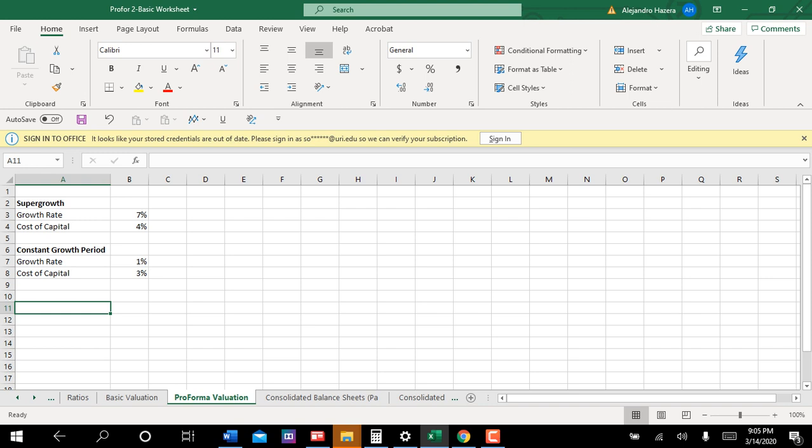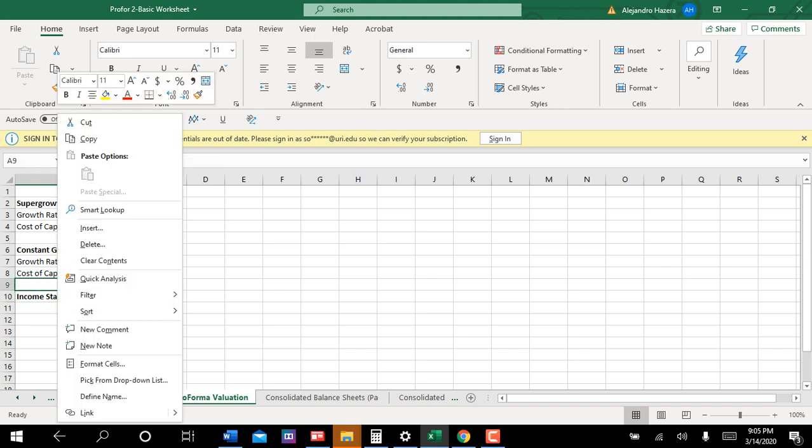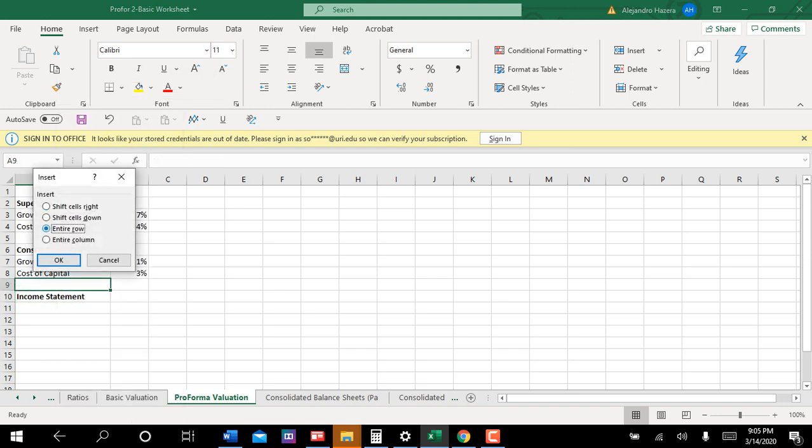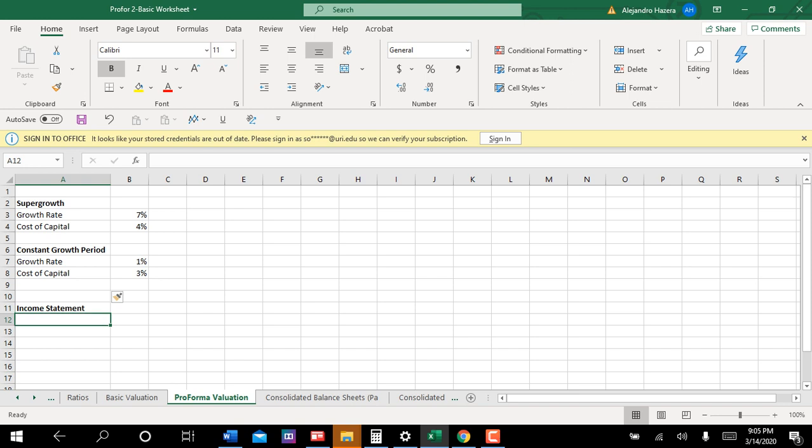Okay, so first of all, I'm just going to pro forma, meaning project out, two of the financial statements and base my valuation on that. The first one is going to be the income statement. And I'll bold that. You might want to insert an extra row here just to give you space. That's up to you. And then we'll do the balance sheet underneath.